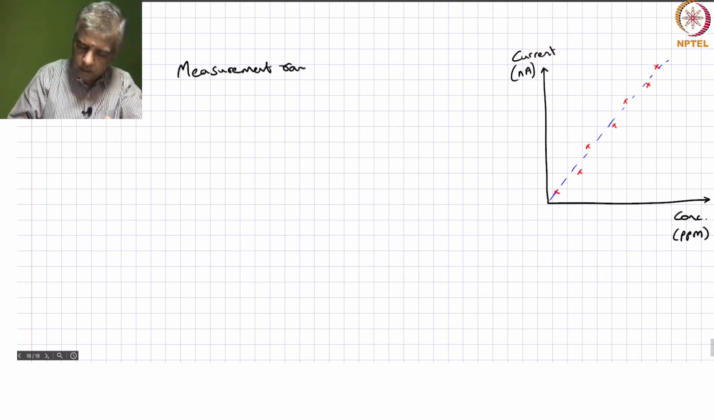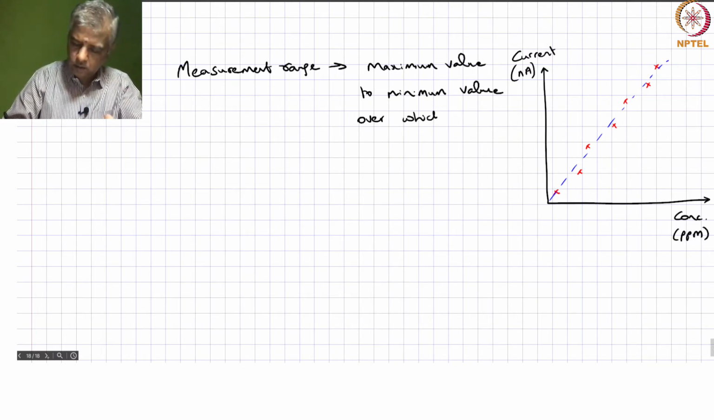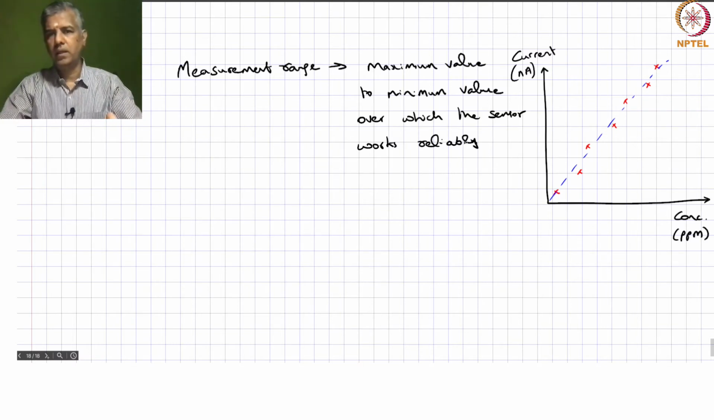Measurement range is the maximum value to minimum value over which the sensor works reliably. Reliably as in it meets most of the other requirements, the other specifications also.